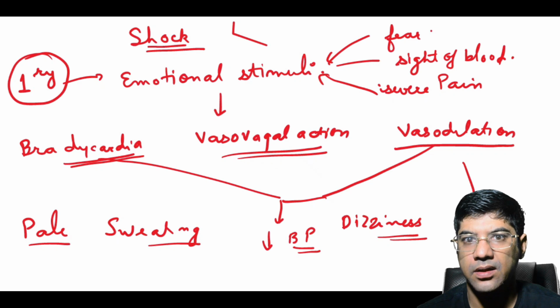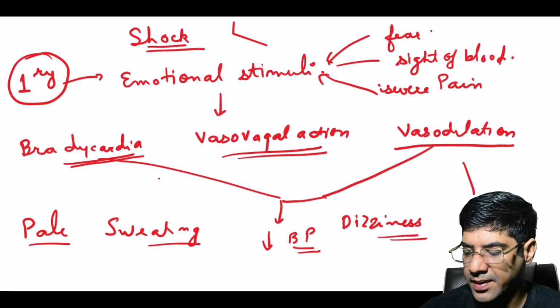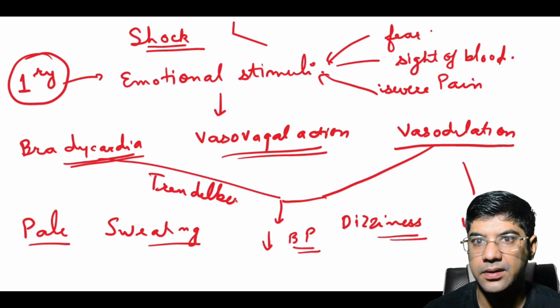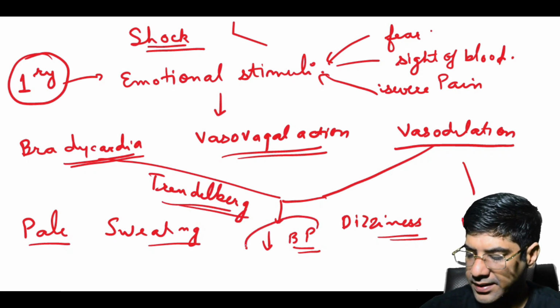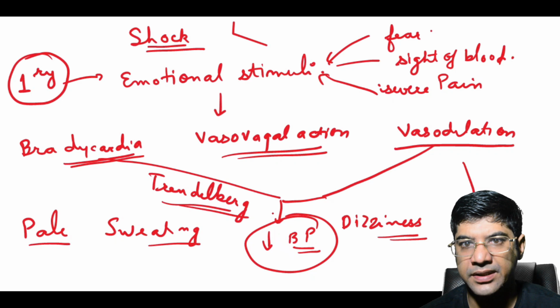Now, the management of this primary shock: the first step is to lay the patient down in supine position and elevate their legs, and that is known as Trendelenburg position. So this helps to increase the venous return to the heart and improves the blood pressure. Second is to ensure a clear airway and adequate breathing. Check the airway to ensure it's clear and provide oxygen if necessary.